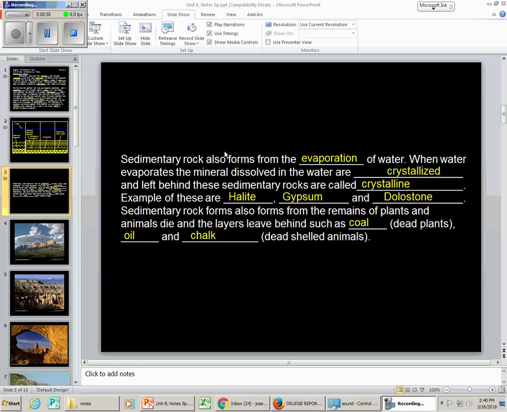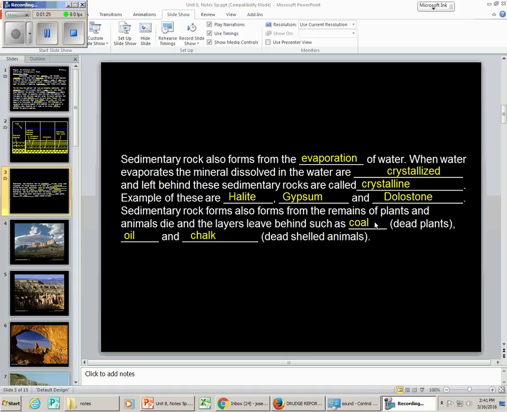We also have rocks that form from the evaporation of water, and they crystallize. So crystalline sedimentary rocks come from the evaporation of water. They're called evaporites. And those rocks would be rock salt, composed of halite, rock gypsum, composed of gypsum, and dolostone, which is composed of dolomite. Okay? Sedimentary rock also forms from the remains of plants, animals.